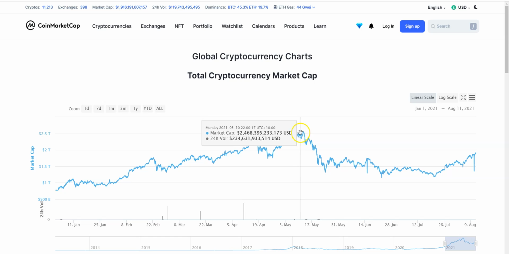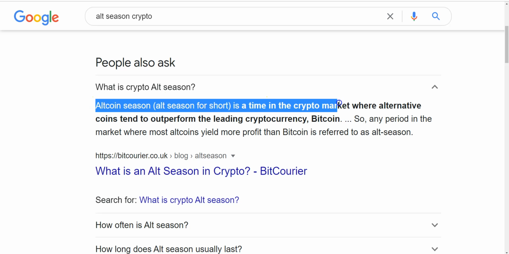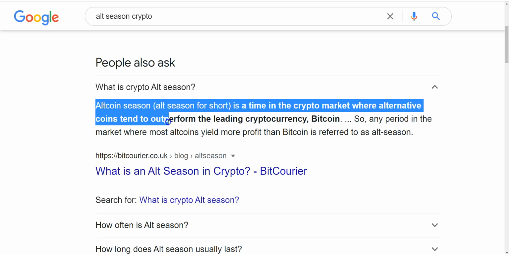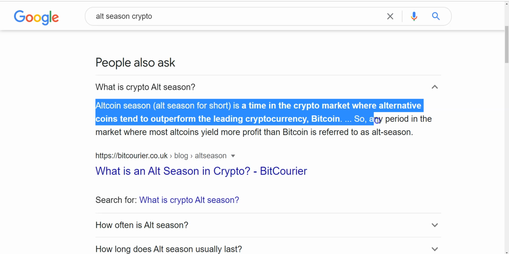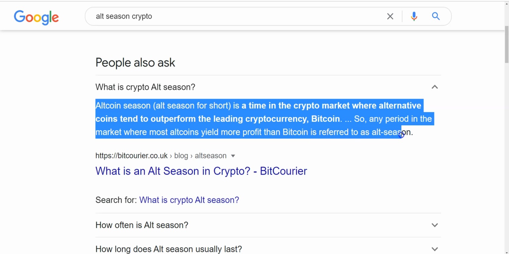Now, what is an alt season? I'll just recap from last time. An altcoin season, Altseason for short, is a time in the crypto market where alternative coins tend to outperform the leading cryptocurrency Bitcoin. So any period in the market where most altcoins yield more profit than Bitcoin is referred to as Altseason.